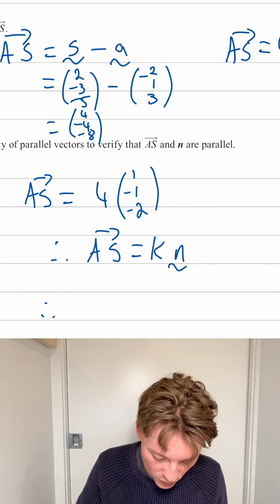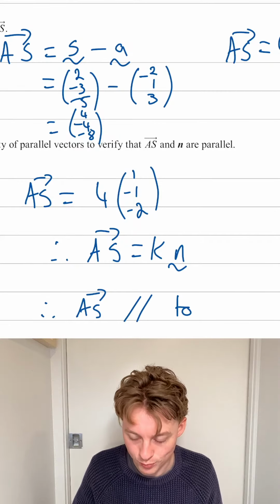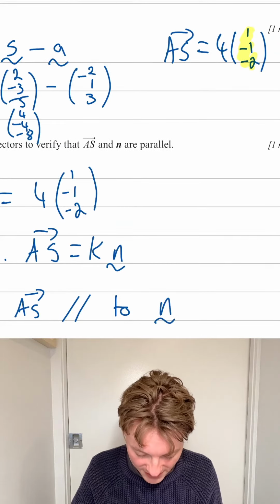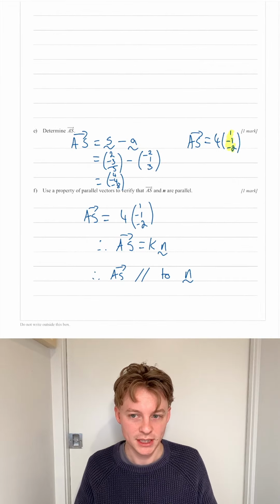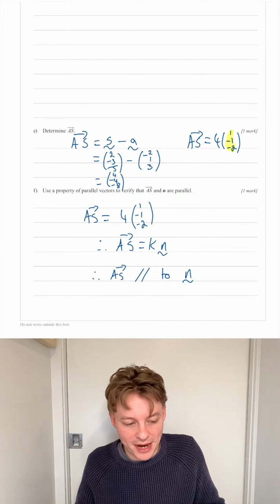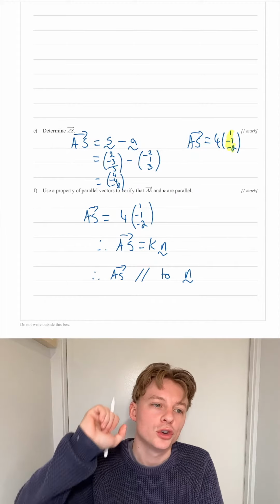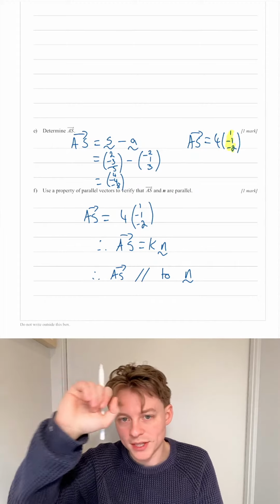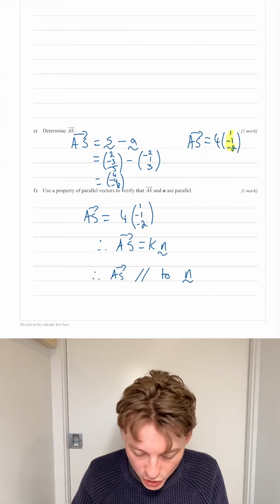So I can say, therefore, AS is parallel to vector n using the properties of parallel vectors, which says that essentially, if I take a common factor out and get the same vector, they're parallel. We can have alternating gradients to get parallel as well. That's also worth pointing out, right? If I could take a negative 4 out, get the same vector, it still counts.